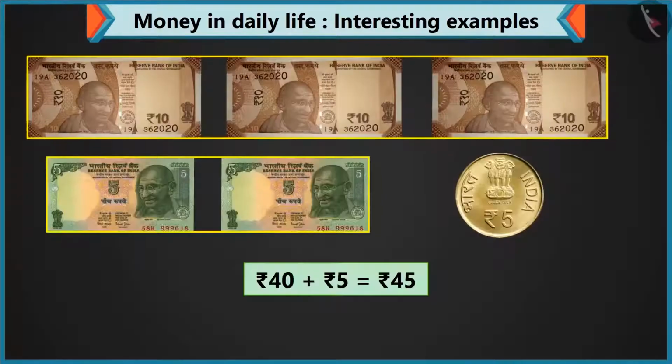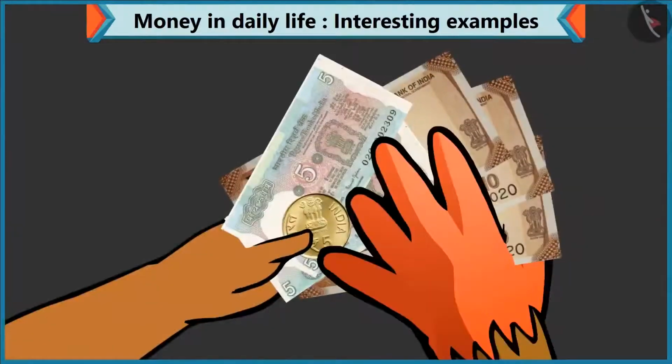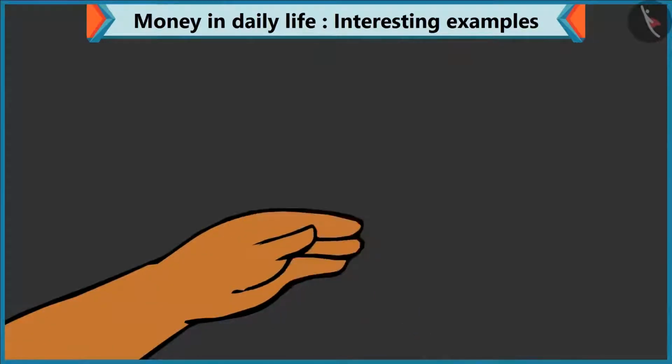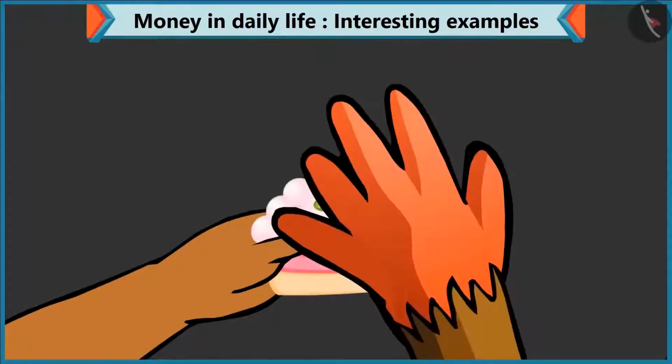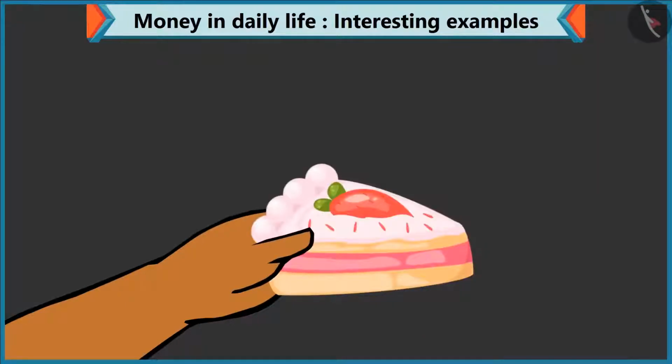Yes, so now 40 and 5 makes 45 rupees. Take this, brother, 45 rupees. Here is your pastry. Thank you.